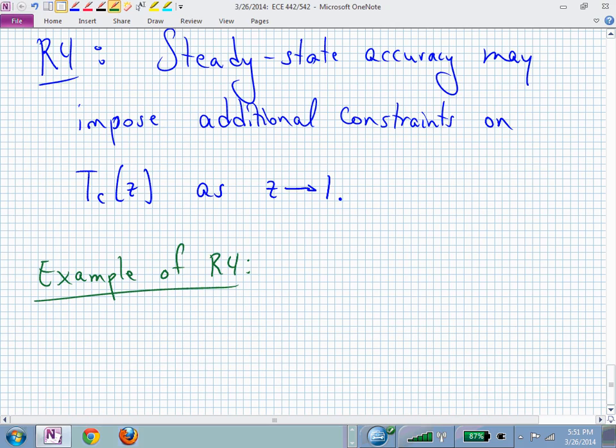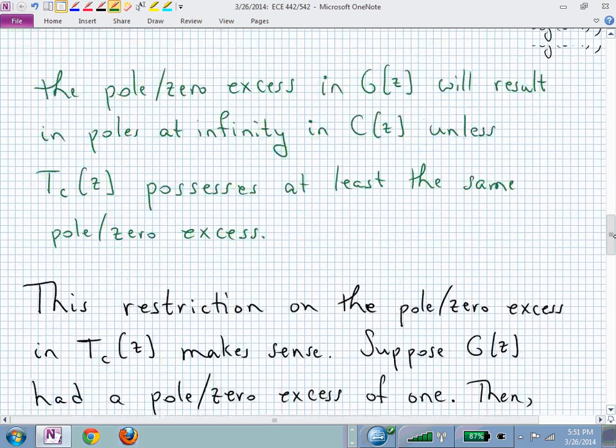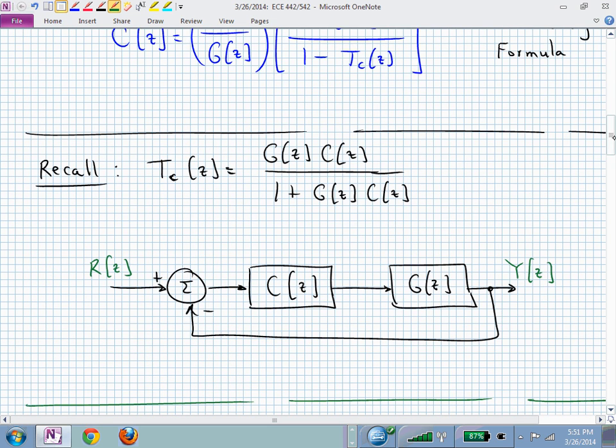That's dealing with steady state accuracy, and anytime we're dealing with steady state accuracy, we're worried about what this error signal is doing. If our system is performing properly, we might like this output Y to be tracking R, our reference input. And so we have certain conditions we want E, our error signal, to satisfy. That's our steady state accuracy.